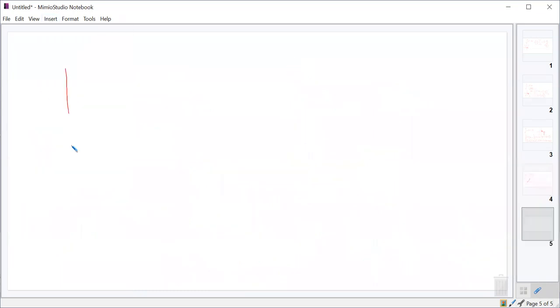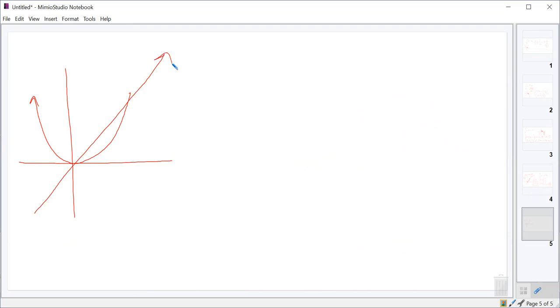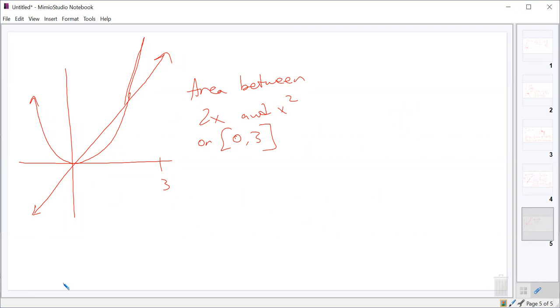All right, suppose I say here is the function x squared, and here is the function 2x. And say I want to know the area between 2x and x squared on the interval 0 to 3. Because the two functions intersect each other between 0 and 3, we've got to split into two integrals at that point of intersection. We know that point of intersection already was x equals 2.